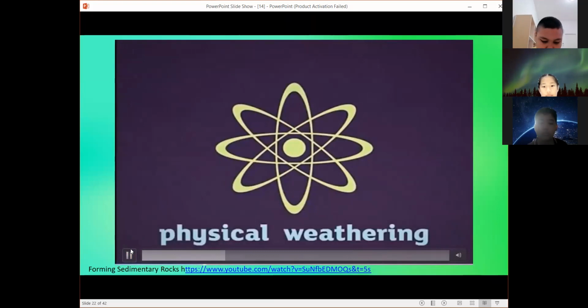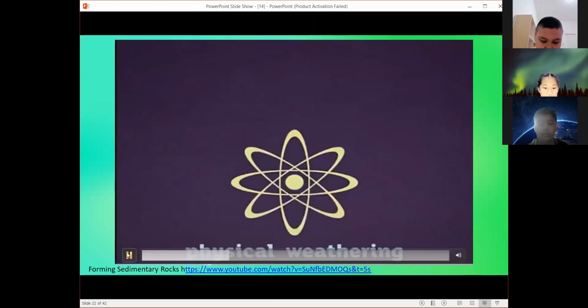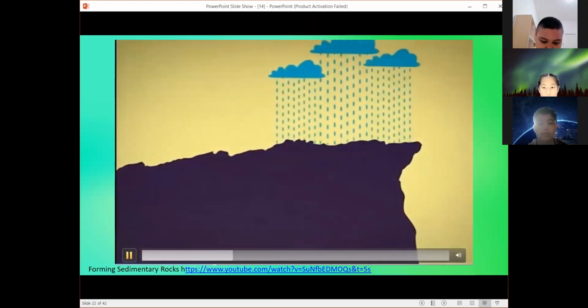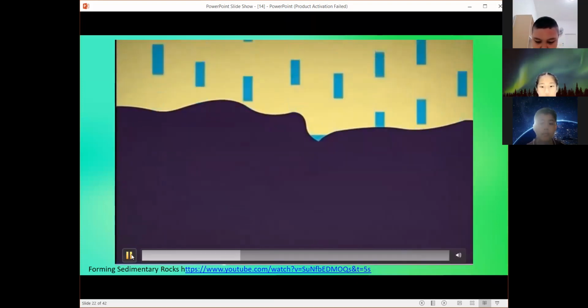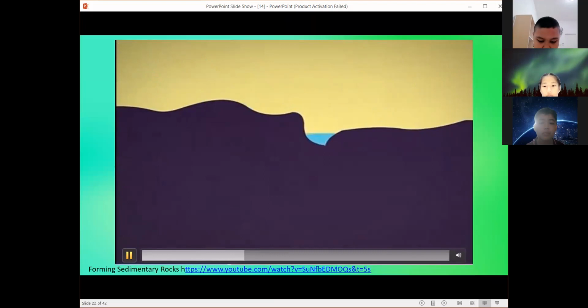Physical weathering is caused by temperature changes. For example, in freeze-thaw weathering, water gets into cracks in the rock. When the water freezes, it expands and forces the rock apart.